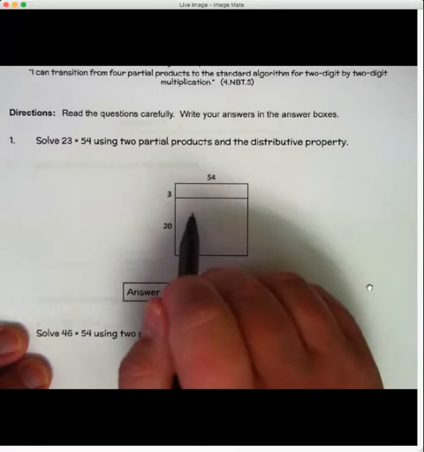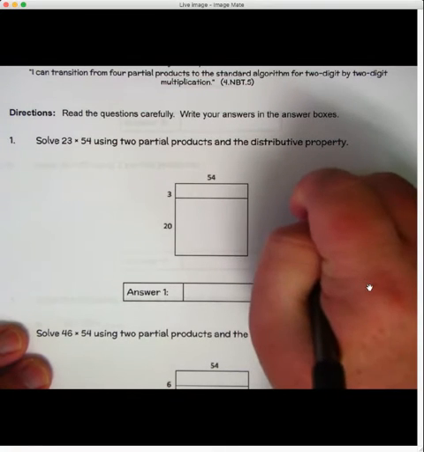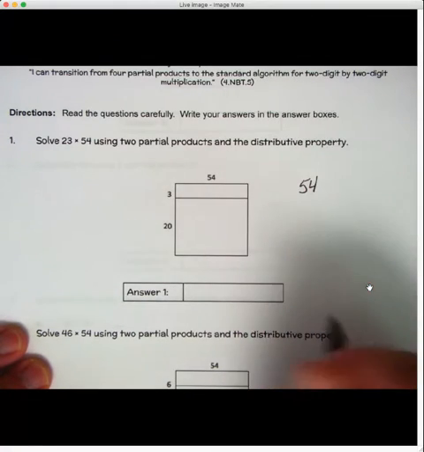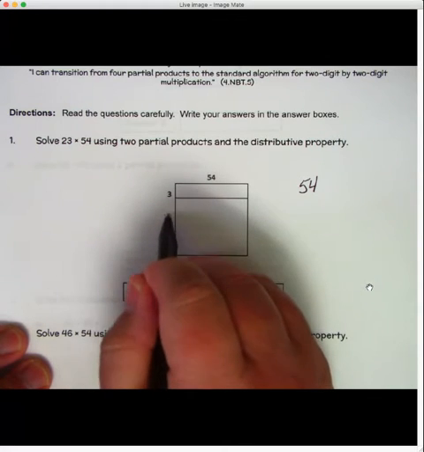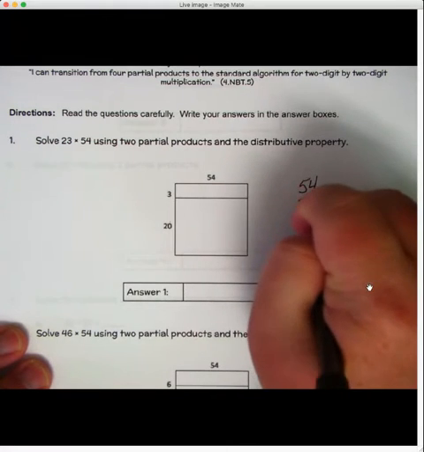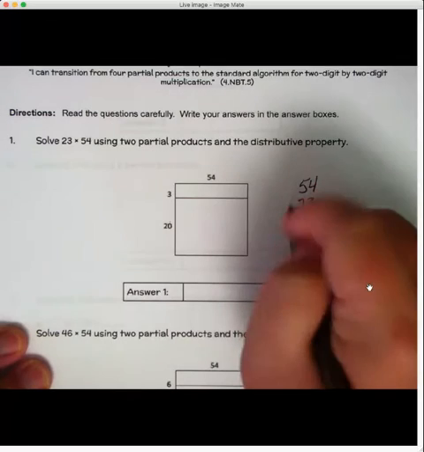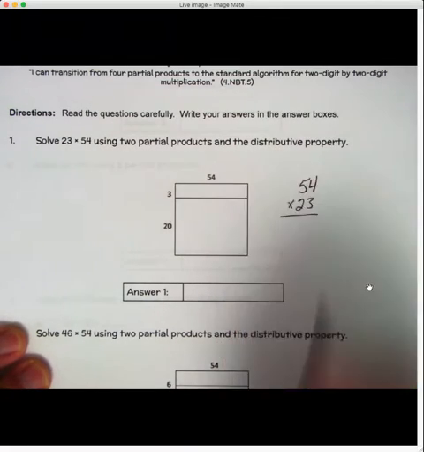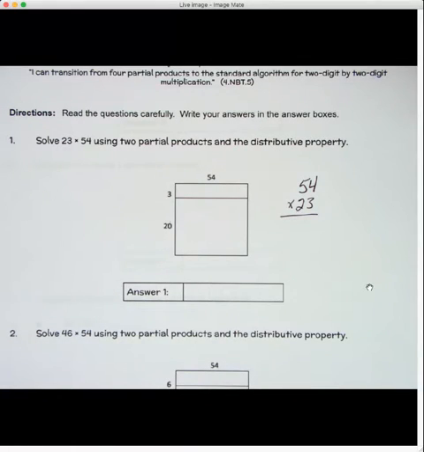So let's take this first problem. And we've got 54 and 20 and a 3. Of course, that's 23. And the problem tells us 23 times 54. So if we're going to use the standard algorithm, here's how it works.